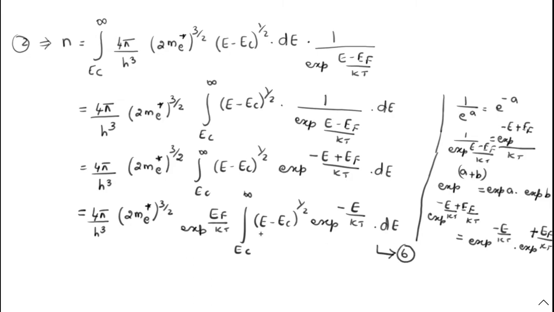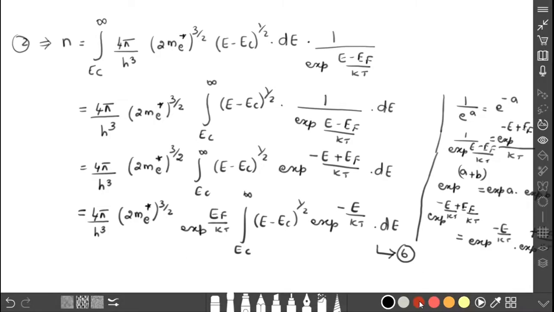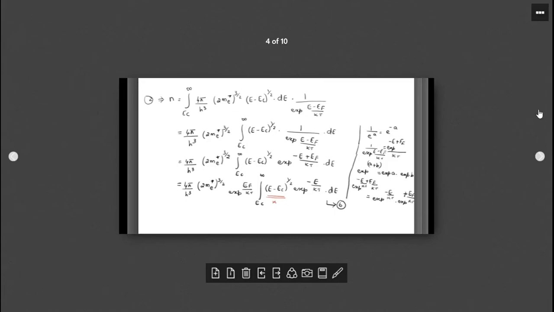The next step is we have to solve this integration part. To solve this integration part, there are 3 things. First, I am going to consider this part, E minus EC, as x, so that I am able to solve this. And what is the lower limit? The lower limit is 0 and the upper limit is infinite. So that is our next step. Let us go to the next step, which is to solve the integration part.